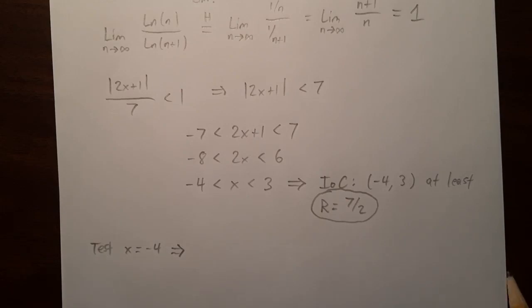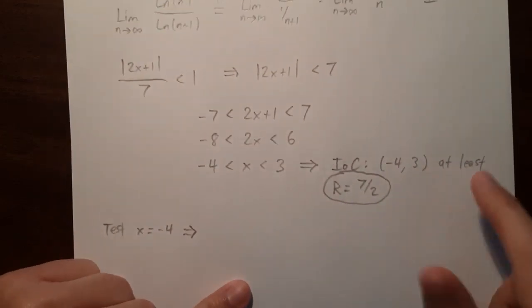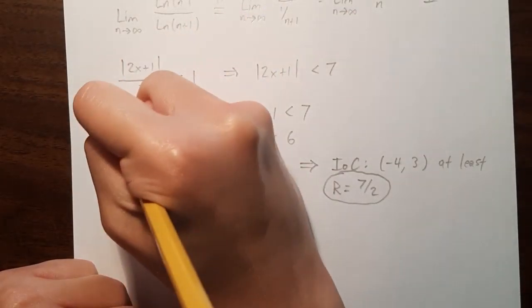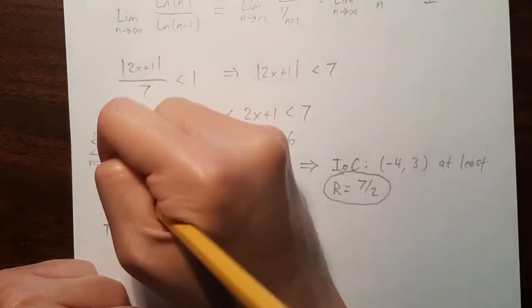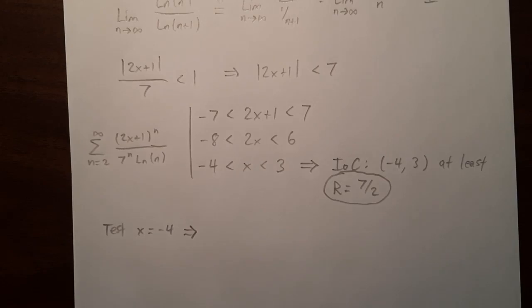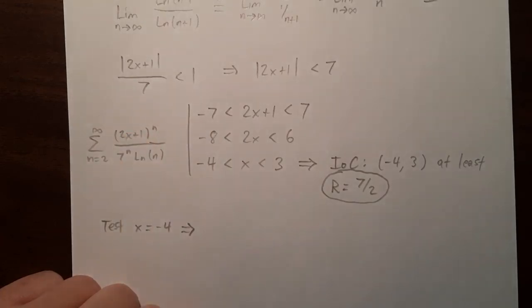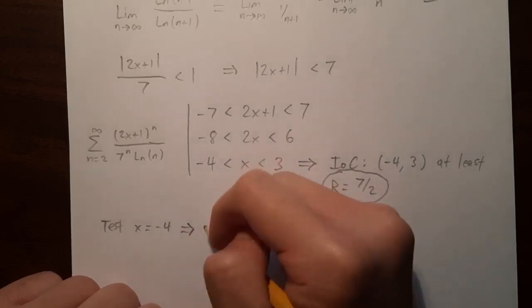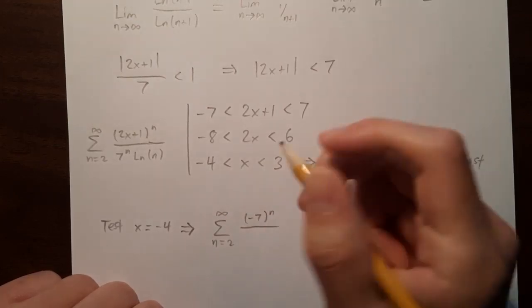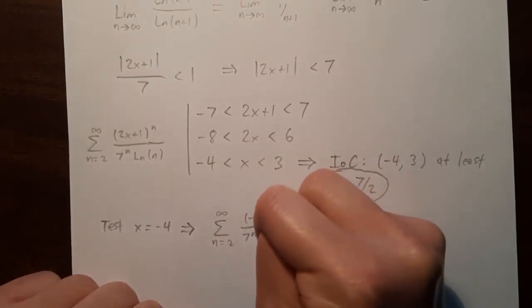So if I try x equals -4, what's going to happen? Well, we have to look at what the original series is. I should reproduce that as well. All right, so the original series was as follows. If I plug in -4, I'm going to get a negative 8 plus 1, so that's going to give me a -7. So I'm going to have (-7) to the power n divided by 7 to the n, ln of n.